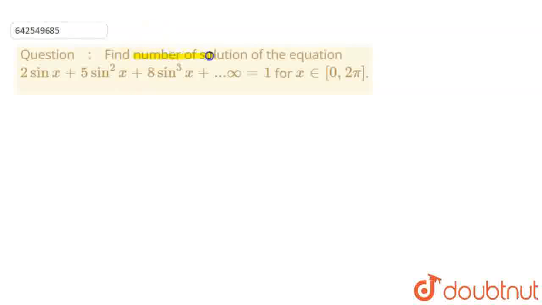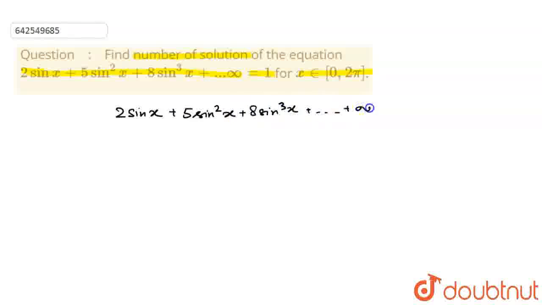So this is the question. Find the number of solutions of the equation 2 sin x plus 5 sin square x plus 8 sin cube x and so on up to infinity is equal to 1, for x belonging to 0 to 2 pi. So now we have this equation, 2 sin x plus 5 sin square x plus 8 sin cube x so on up to infinity is equal to 1.